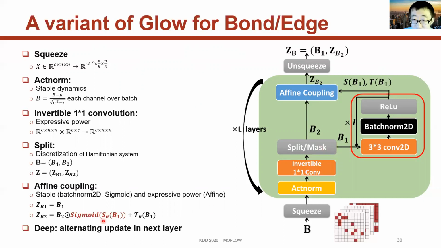Here, we use sigmoid instead of exponential to make the affine transformation more stable. And we use 3x3 convolution, batch norm, and ReLU to transform B1 and to update B2. We can use arbitrary neural network structures here. We can build deep structures by alternating updates. Here is just one invertible layer.